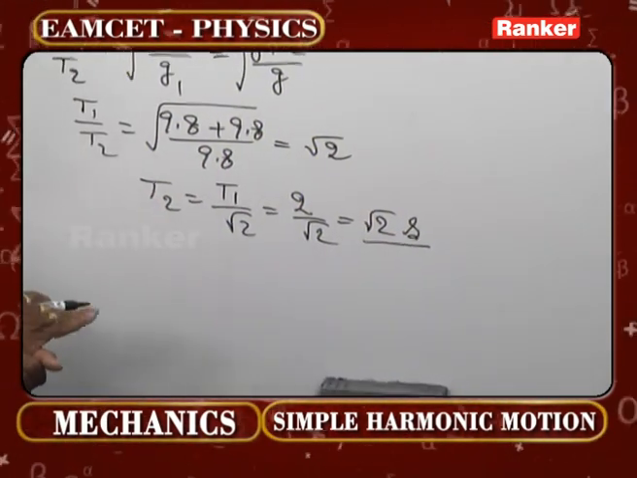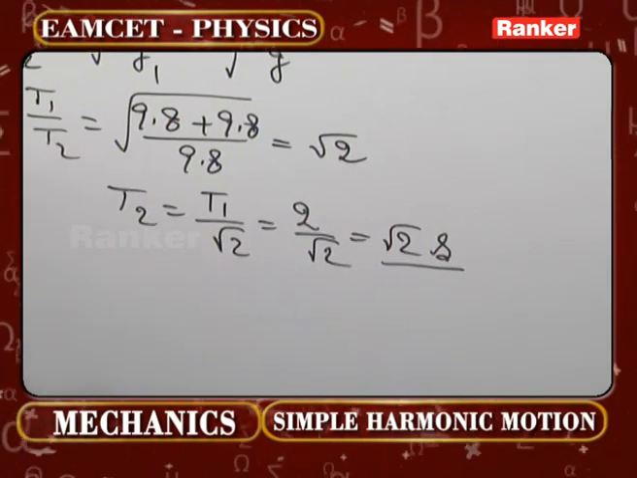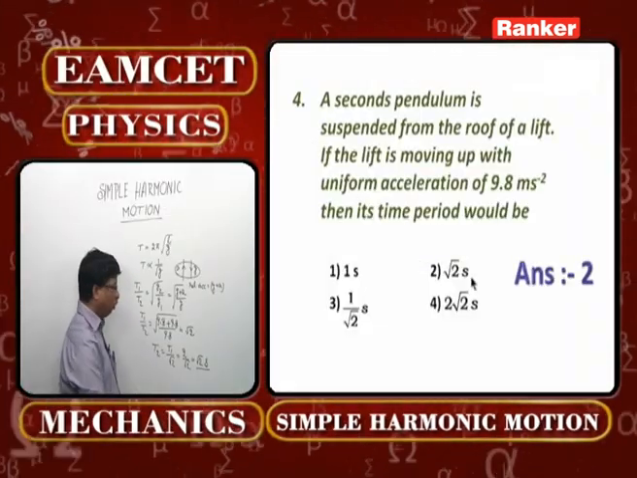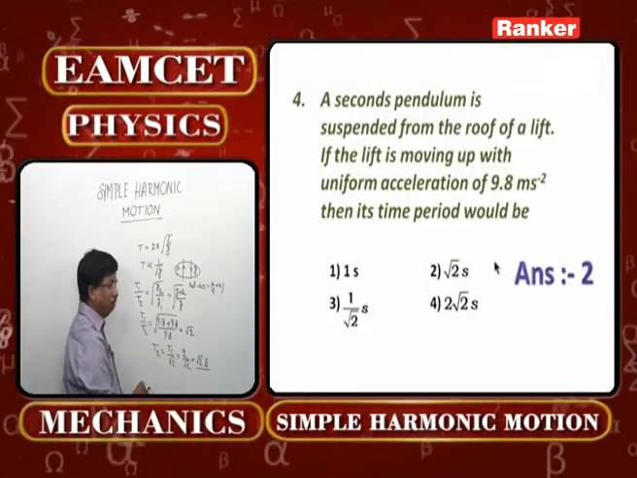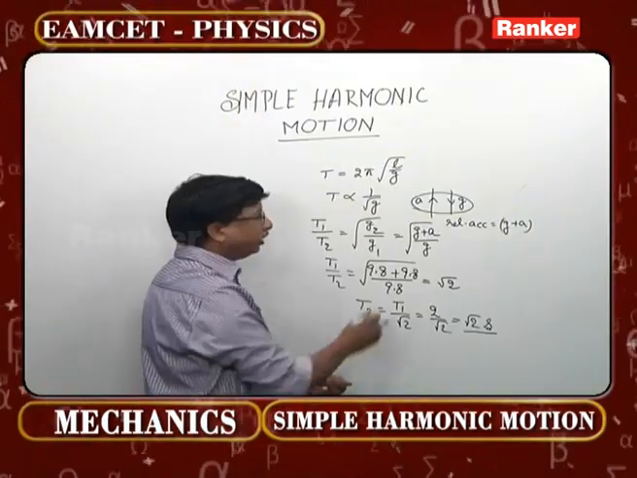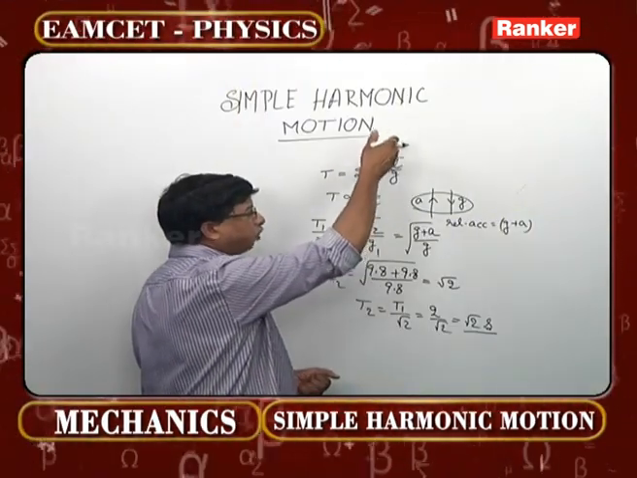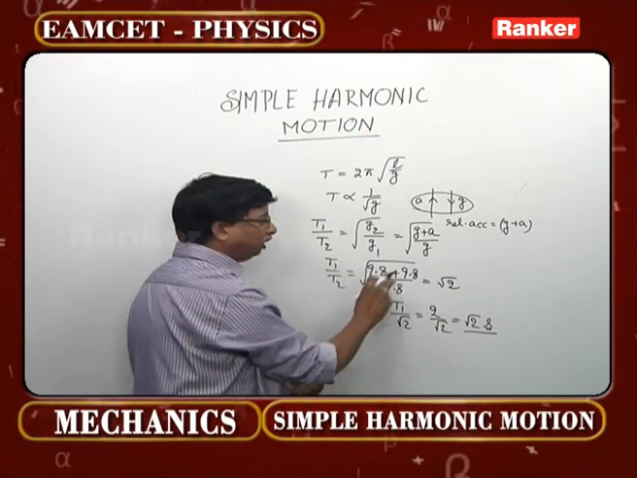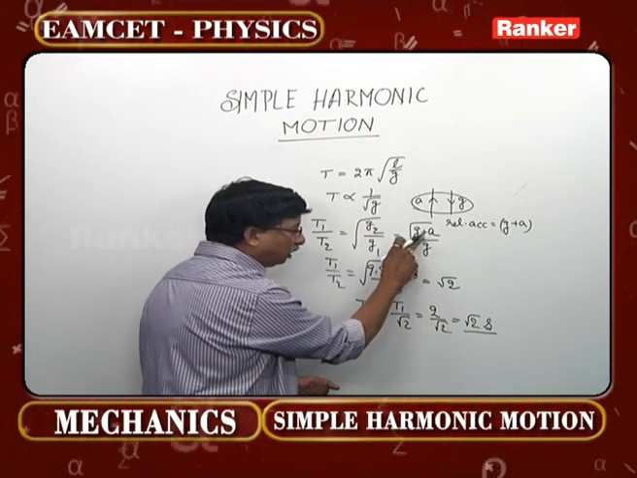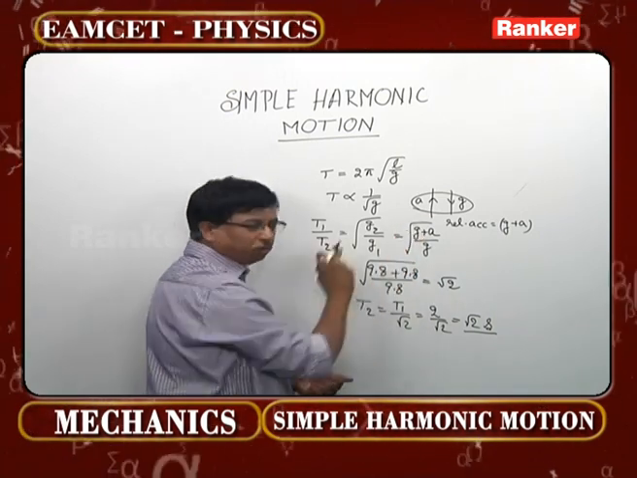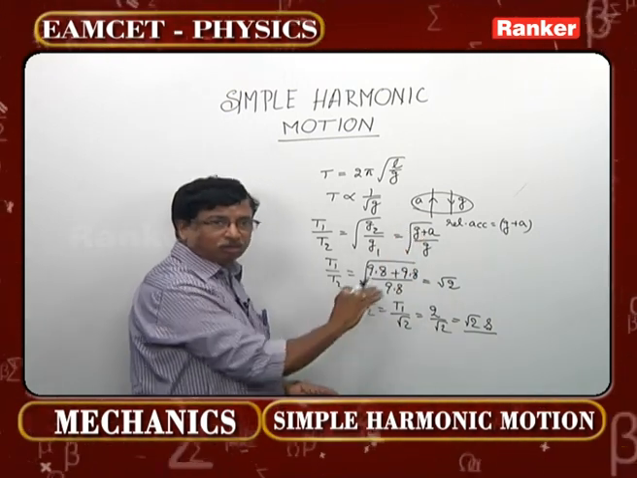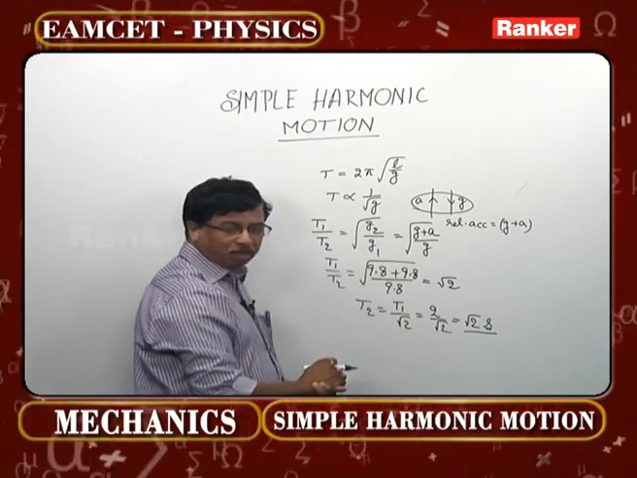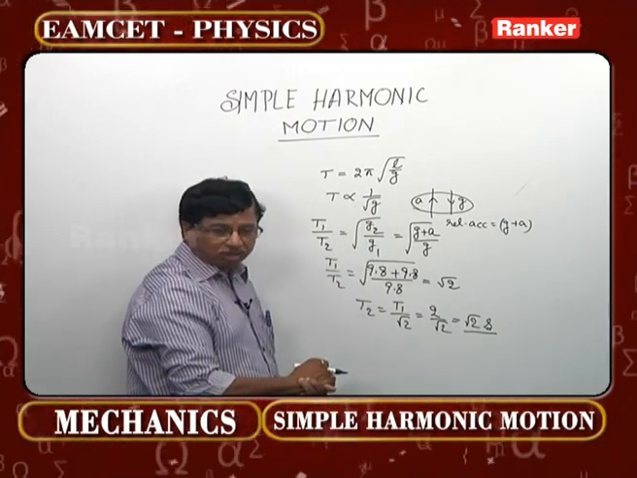Search for that option now please. It is the second option that's going to be correct over here. So root 2 seconds is going to be the time. Suppose if, by any chance, the body or the lift is going vertically downwards with uniform acceleration, then instead of the plus sign here, we used to put a minus sign. That is the only change you have to remember as far as this particular model is concerned.